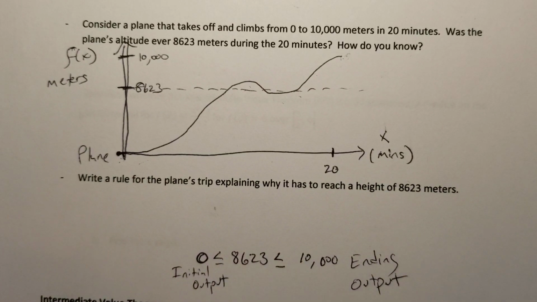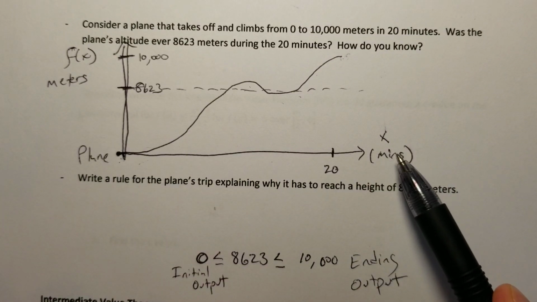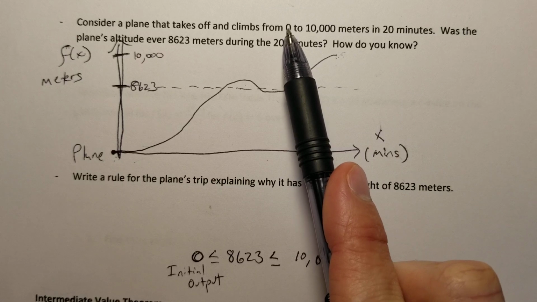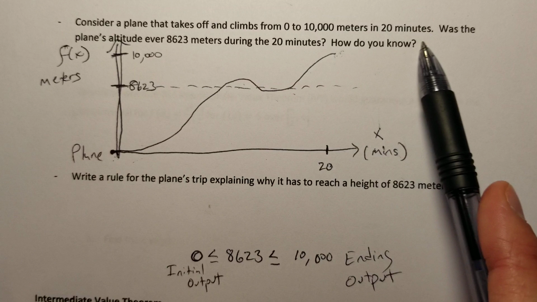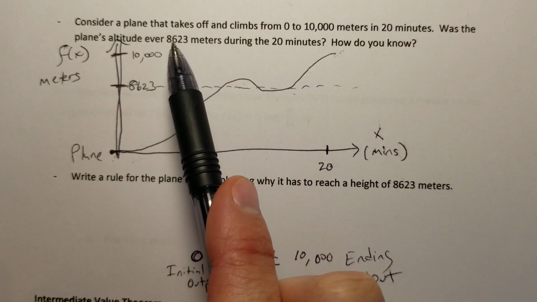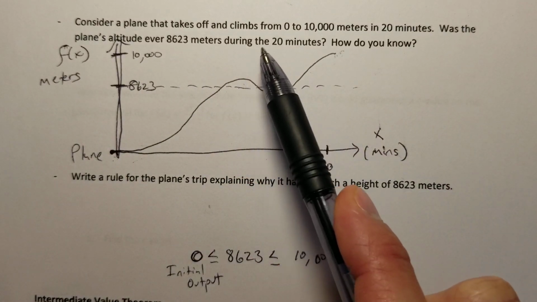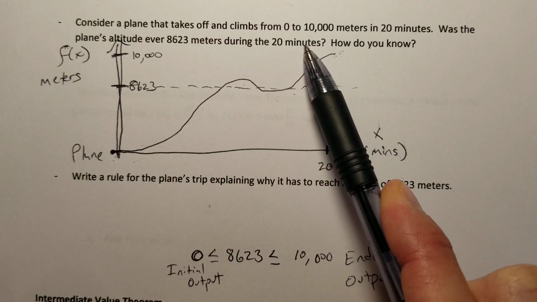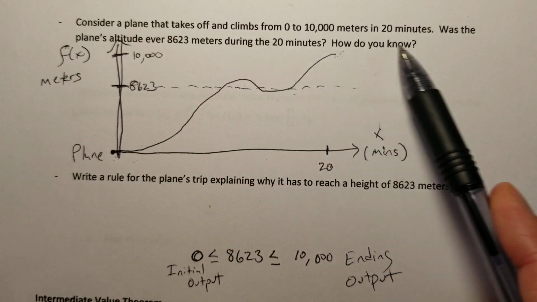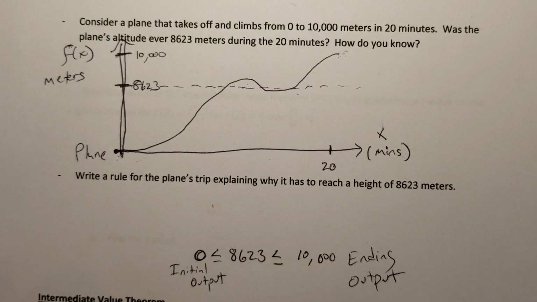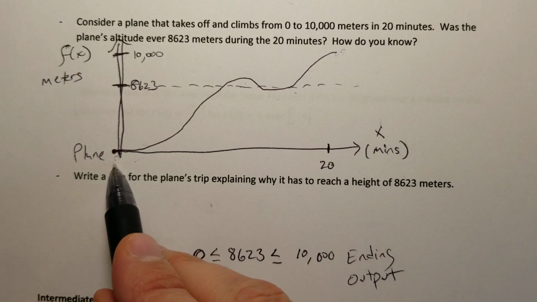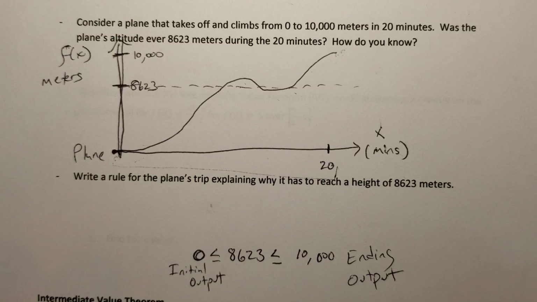Now, the other thing that I need to take into consideration is the input values, right? If I go from 0 to 10,000 meters over 20 minutes, and they ask me, was the plane's altitude ever 8,623 meters after 40 minutes, let's say, well, that 40 minutes is outside of the information that I know. So it would be very hard for me to tell if I actually reached that 8,623. So I feel like I'm also going to have to say something about my interval from 0 to 20.